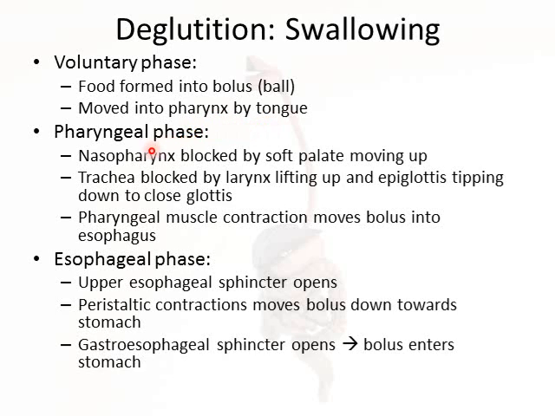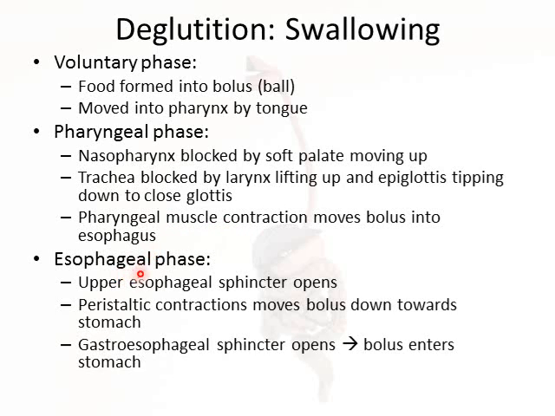And then in the pharyngeal phase, we have a couple of interesting things that happen. The nasopharynx is blocked off by the soft palate moving upwards, and then the trachea gets blocked off by two things happening: the larynx lifting up and the epiglottis tipping down. Both of those things together close the hole to the respiratory tract, known as the glottis. And then the pharyngeal muscles contract, which moves the bolus down towards the esophagus.